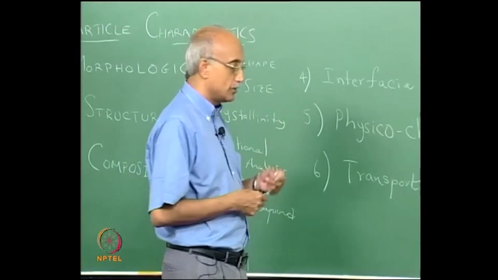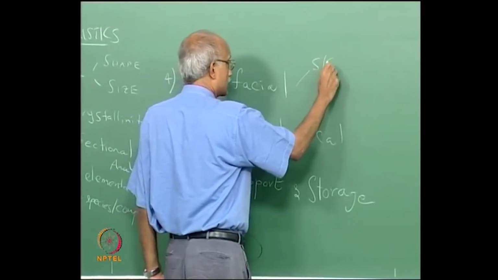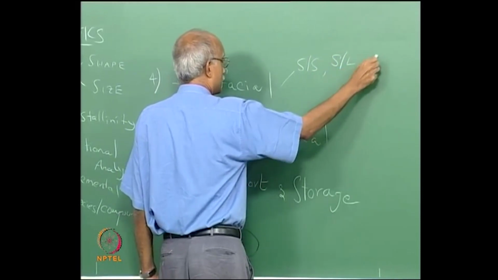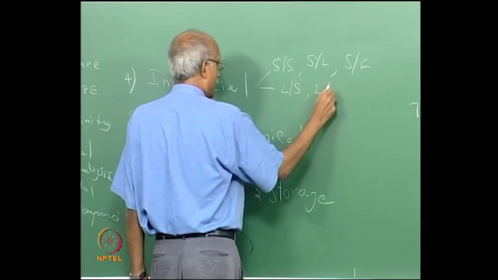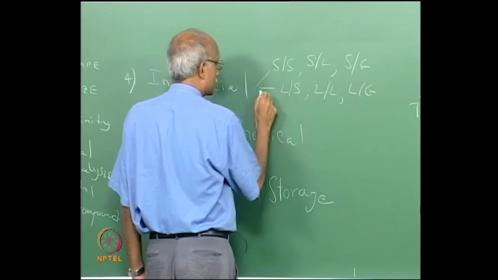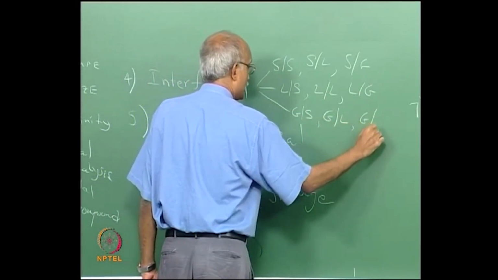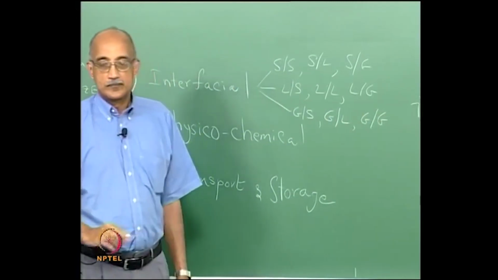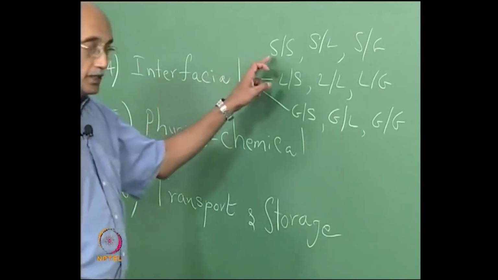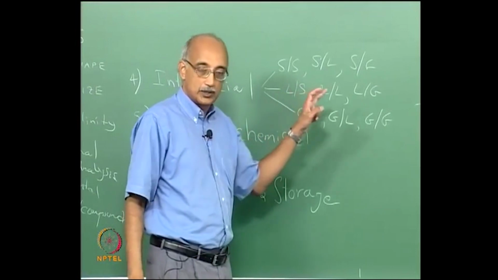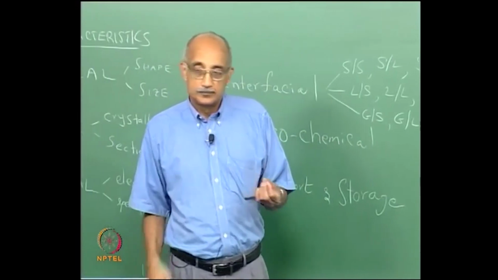So, when we talk about interfacial properties, a simple classification is SS, SL, SG, or LS, LL, LG, or GS, GL, GG. What do we mean by that? The particle that is suspended can be solid in nature, or it can be a liquid particle, a droplet, or it can even be a gaseous particle, right.